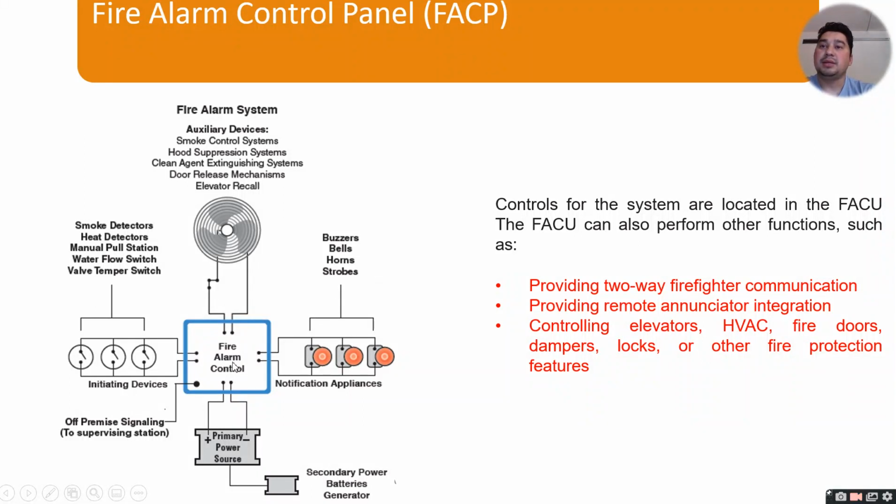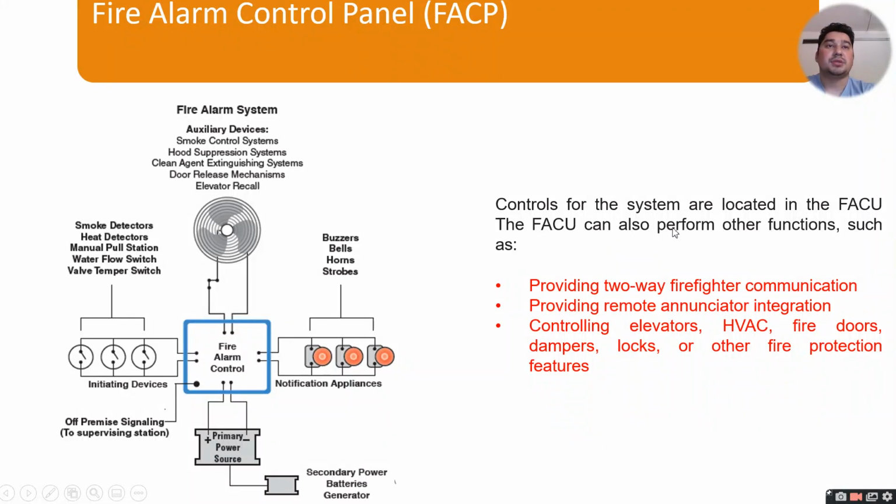So these are there. There is the fire alarm control panel design, and there are the notification appliances. These notification appliances give the notification. After that we have the secondary power, batteries and generator, that will be activated, plus the primary power source. Then we have the initiation devices. These devices will initiate and give the notification to the fire alarm control panel. And also off-premise signaling to the supervising station.